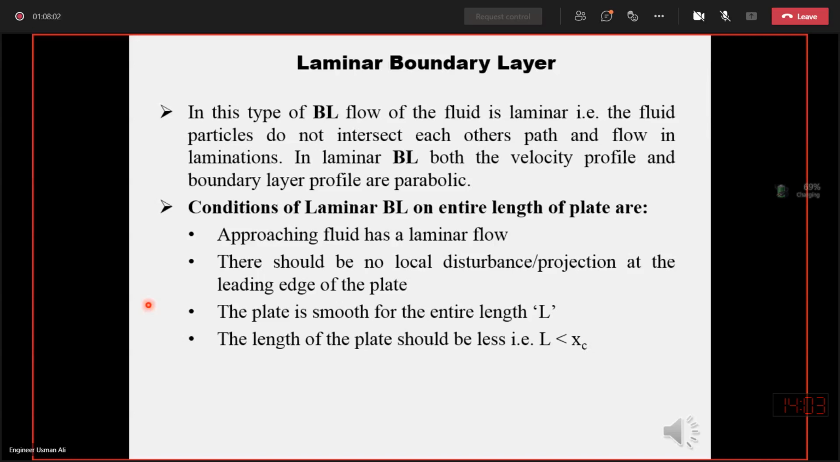The fourth one, which is a very important parameter: the length of the plate should be less. That is, L should be less than XC. I will come to it. What is XC? The length of the plate should be less. If the length is more, especially more than XC, laminar boundary layer will change to turbulent boundary layer. XC is the distance from the leading edge to a point where the laminar boundary layer changes to turbulent boundary layer. So if the length is less than XC, the laminar boundary layer will form over the entire length, and if it is more than that, then up to distance XC there will be laminar boundary layer, and then later it will change to turbulent boundary layer. So this is about the laminar boundary layer.